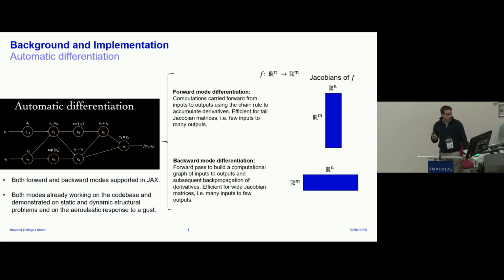One brief note on automatic differentiation. For those of you who are not familiar with it, automatic differentiation is the art of computing derivatives of computer programs. All the instructions are differentiable, and then using the chain rule, we can get derivatives of outputs with respect to inputs. There are two modes: forward mode, which is very good for tall Jacobians, and backward mode, for a lot of inputs and only a few outputs.